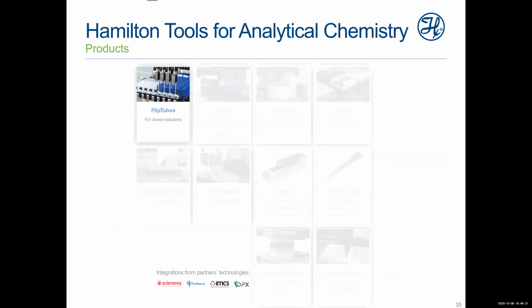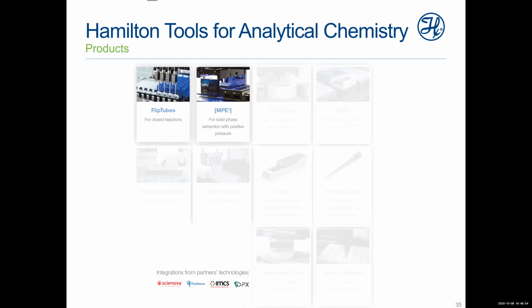So our open platforms now can be equipped with various different tools and modules. And here I want to show some of the ones that are relevant for clinical chemistry or for LCMS. So first we have the flip tubes for closed reactions. The flip tubes provide an alternative to plate serum automated assays. And furthermore, our platforms can be equipped with what we call the flip tube tool set that automates the opening and closing of the flip tubes.